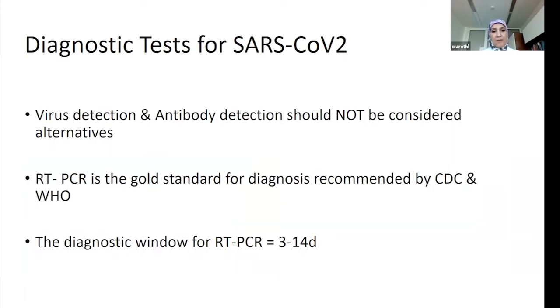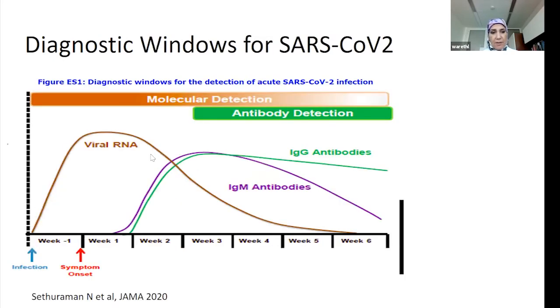So the virus detection and antibody detection should not be considered as alternatives. They are complementing each other, really, but they're not alternatives to each other. The RT-PCR is still the gold standard for the diagnosis, and it is the one recommended by CDC and the WHO. And the diagnostic window for the RT-PCR is about 3 to 14 days from the infection. So here's just a diagram.